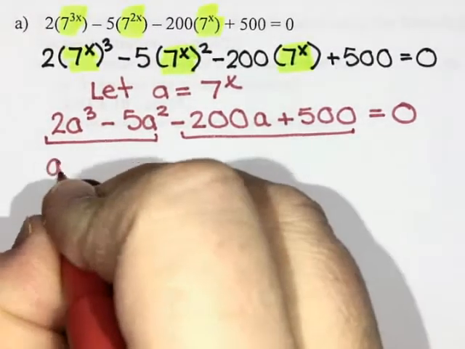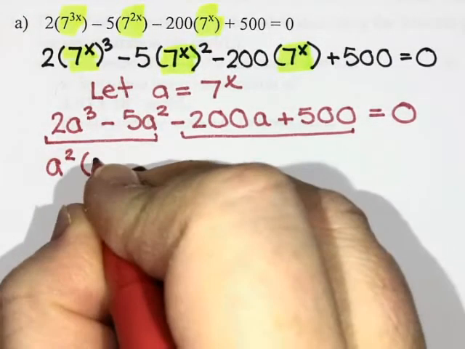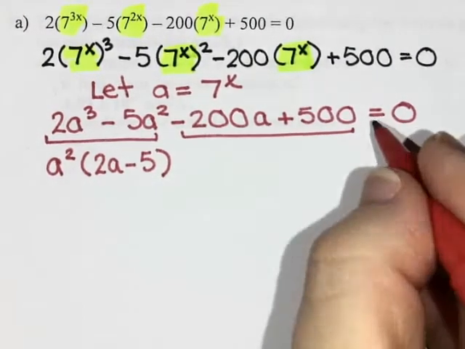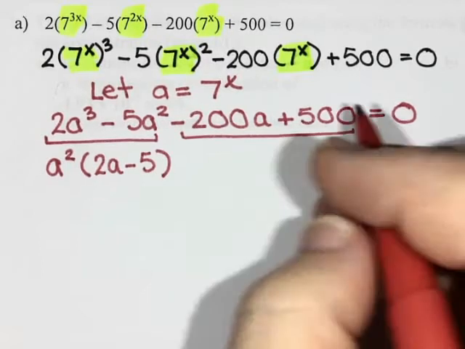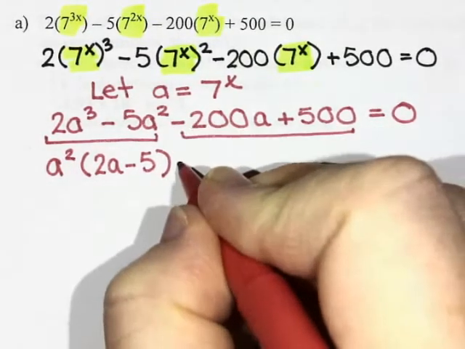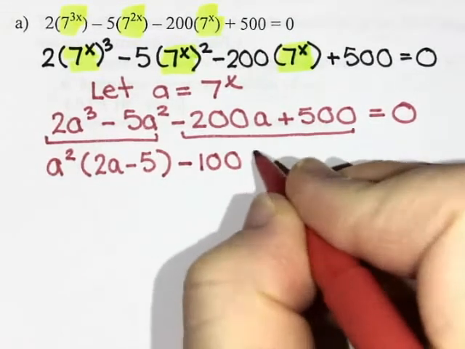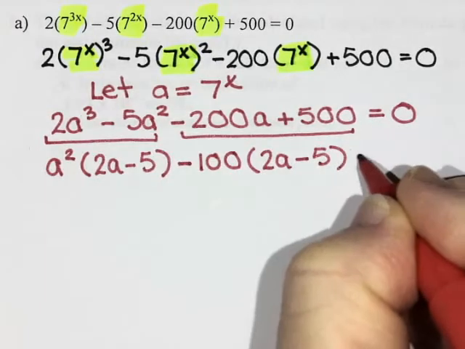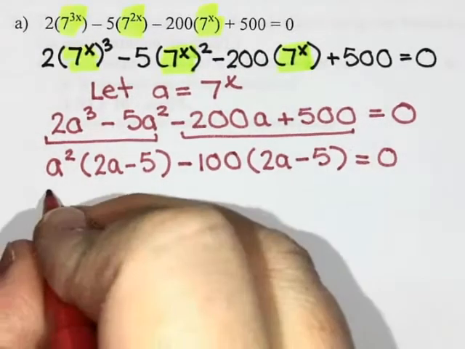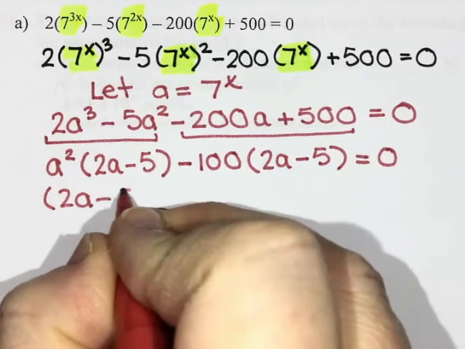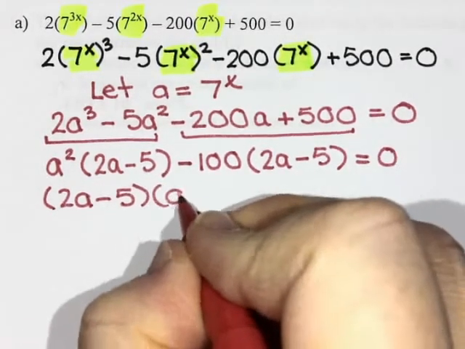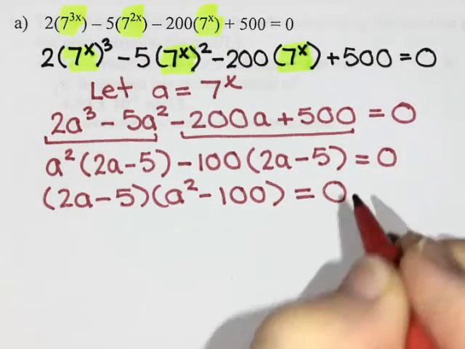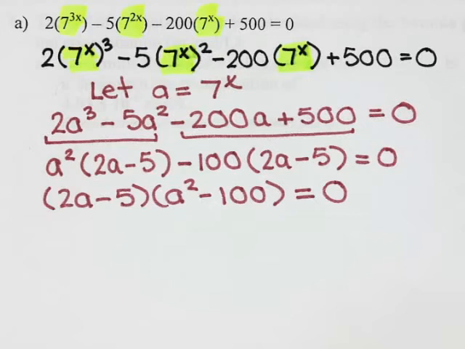Out of the first 2, I can take out a squared, and I get 2a minus 5. And then out of the second 2, they both divide by 100, and I'm going to do negative 100 because the first term out of those is a negative. And I'm going to get 2a minus 5, which means factoring by grouping was a success. So I have 2a take away 5, and then a squared minus 100. And that equals 0. All right, so we have factored.